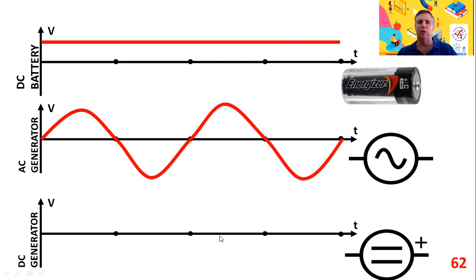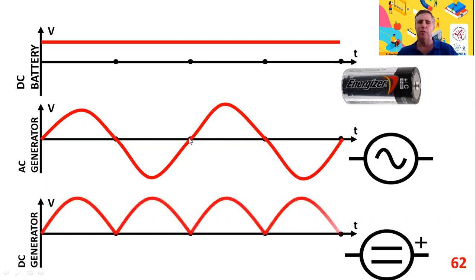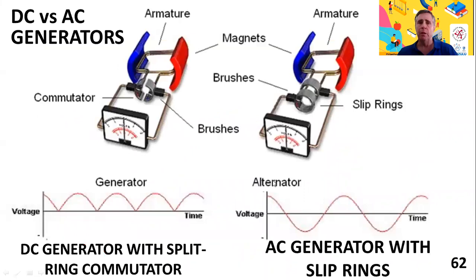Now, on a DC generator, what happens is using a split ring commutator, it literally takes the negative voltage and flips it so it becomes positive. So this voltage is always positive. You can see the problem is it's got a big ripple on it, and in practice, capacitors or other circuit elements are used to make this a little bit smoother. So it's important for you to know the difference between DC and AC generators.